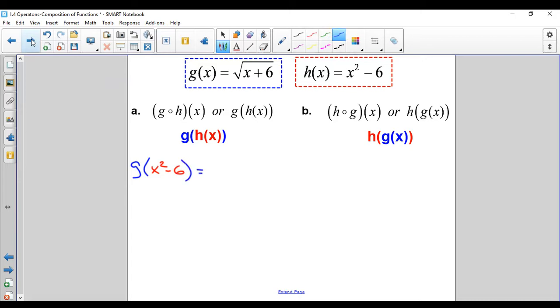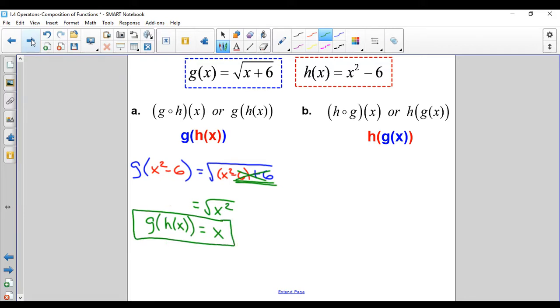Plug that in. So I plug in that function. I go square root of x squared minus 6 plus 6 inside there. All I need to do is combine like terms. Those cancel out. I'm left with the square root of x squared, which is just x. That's what g of h of x is. Just x.